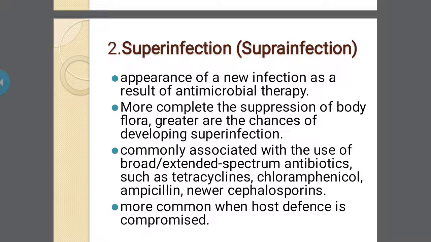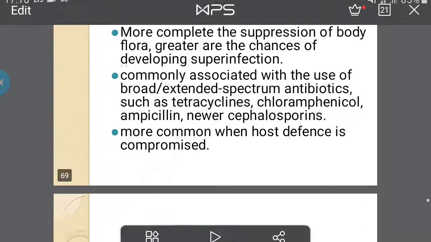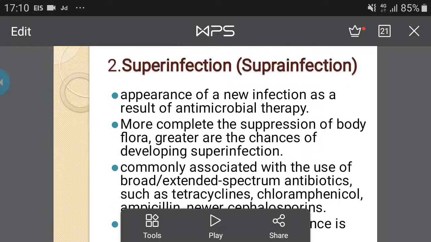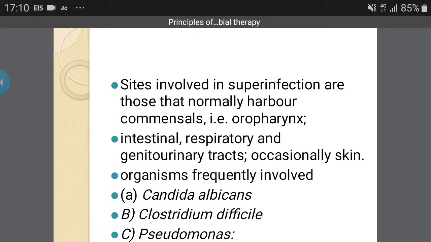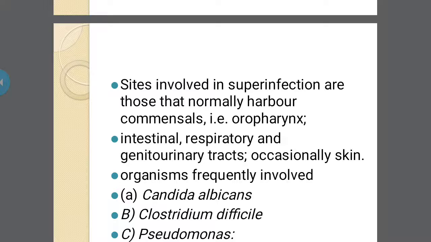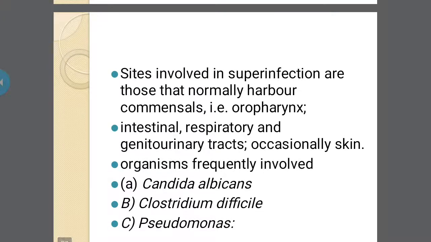So when host defense is compromised and if antibiotic is given for long term, mainly broad spectrum drugs, then the common flora which is present in our gut or gum or genitourinary tract, they are suppressed and that can cause superinfection. So sites involved in superinfection are those normally having the common flora like oropharynx, intestinal, respiratory, and genitourinary tracts, occasionally skin. So which are the common organisms which are frequently involved in this infection?